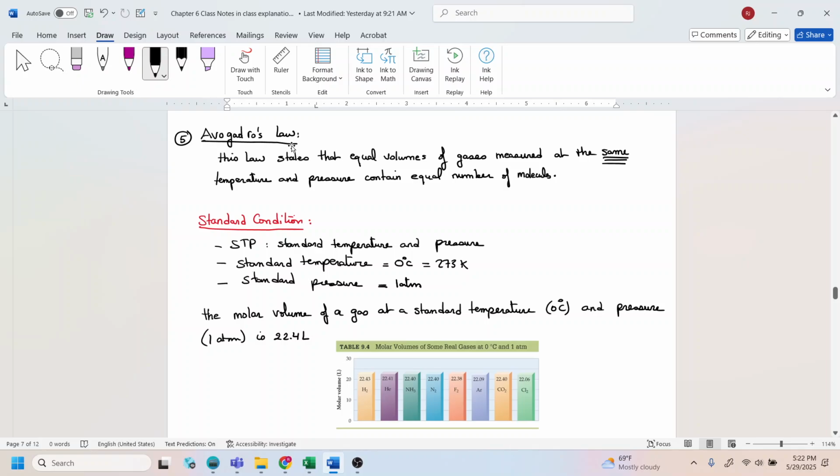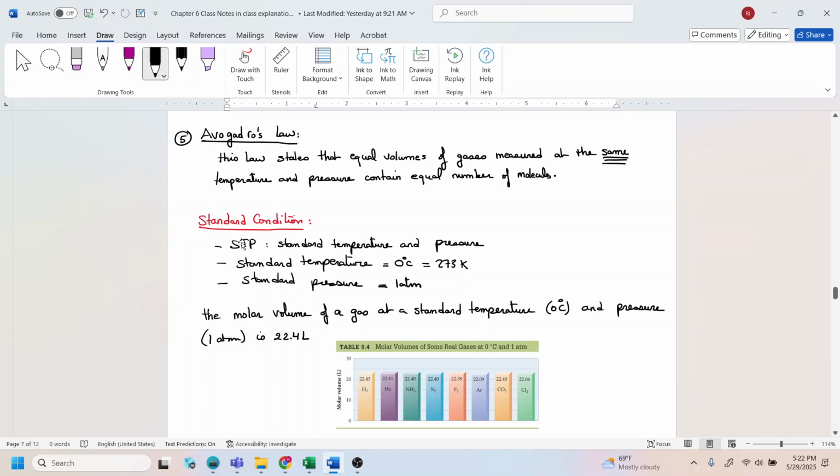Another law is Avogadro's law, and this one states that equal volumes of gases measured at the same temperature and pressure contain the same number of molecules. This is why we relate it to Avogadro's law, because the number of molecules is also related to Avogadro's number, right? So when we say standard conditions, this means STP.